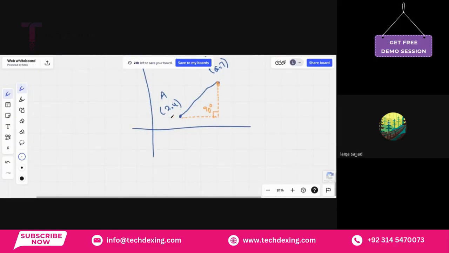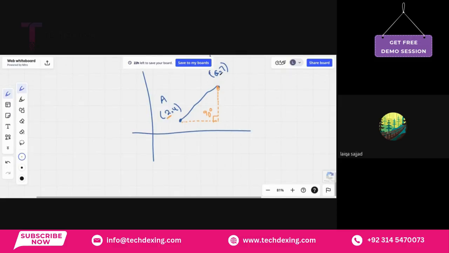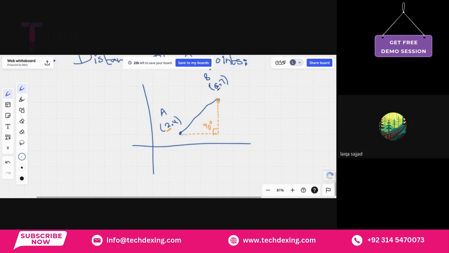Now, if we look at only the distance along the horizontal, the x coordinate has the value 2, and at point B, its x has the value 6. So along the horizontal, how much did we travel? We moved from 2 to 6. So it was 6 minus 2. So the length of this horizontal line must be 4 units.